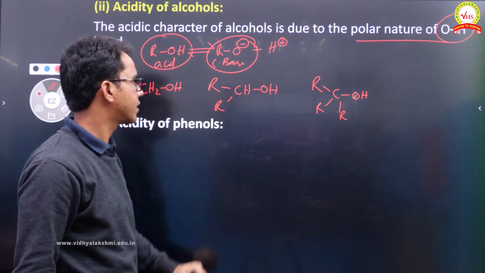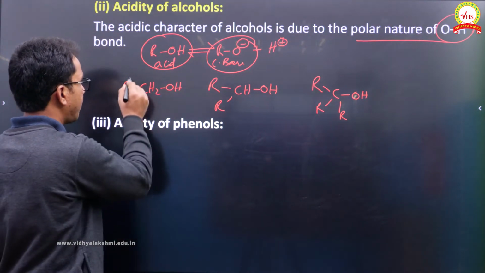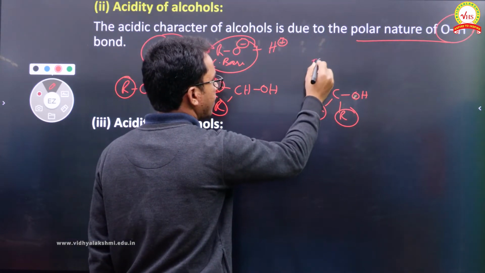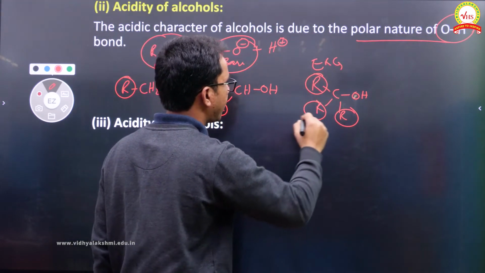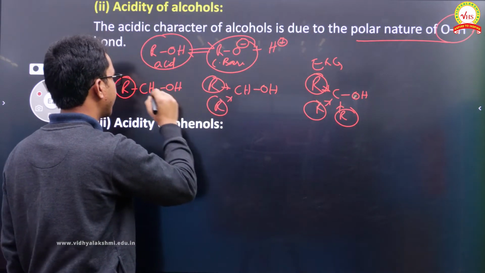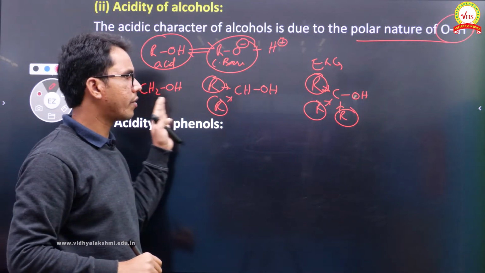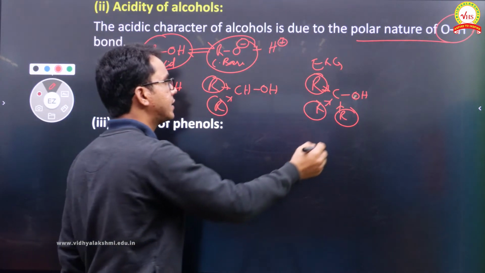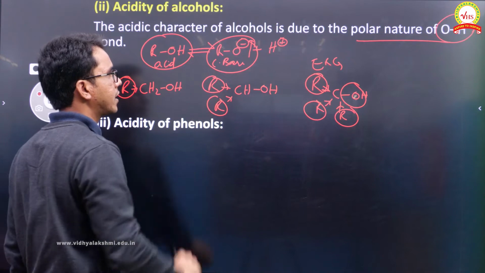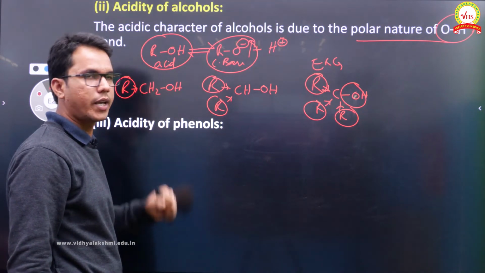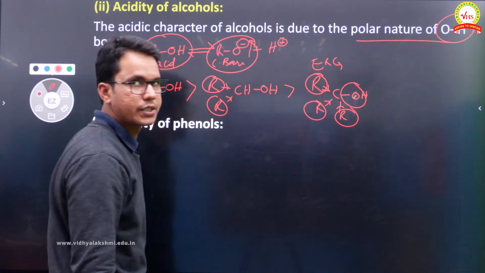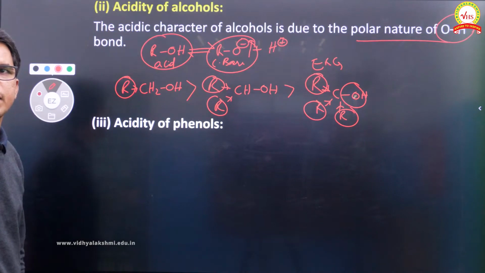If you take these 3 alcohols, the alkyl group acts as an electron releasing group, meaning it can release electrons towards carbon. As the electron releasing effect increases from primary to tertiary, the electron density on the oxygen also increases. As electron density on the oxygen increases, the negative charge increases, it becomes unstable and less acidic. That is why the acidic character of alcohols is primary greater than secondary greater than tertiary.